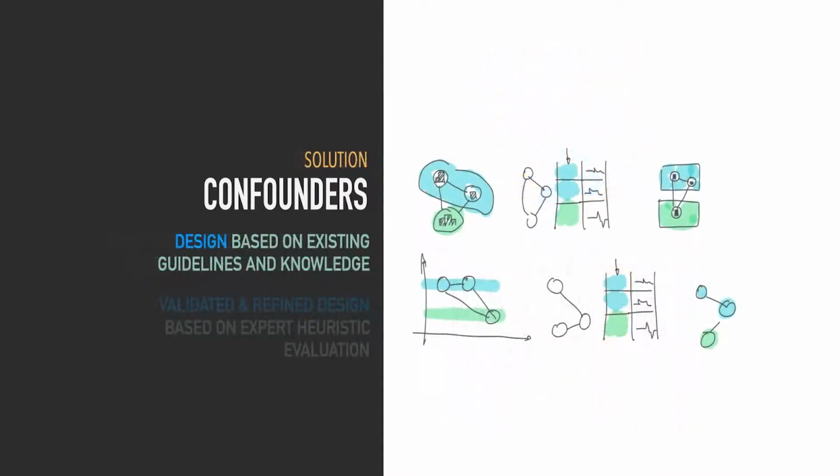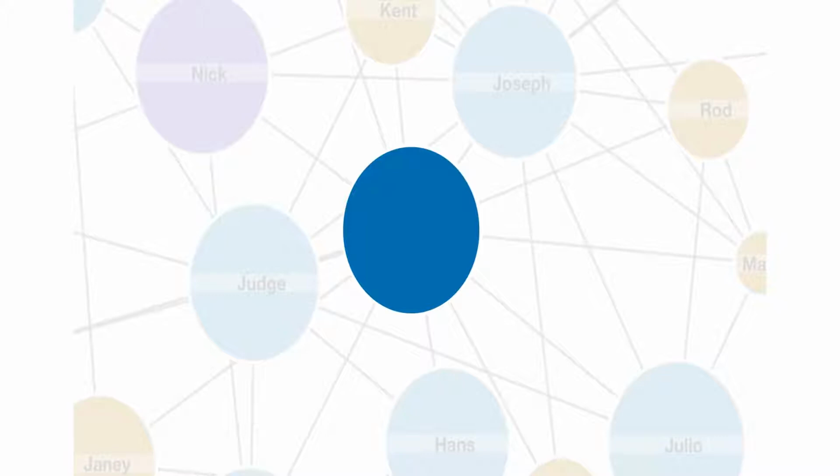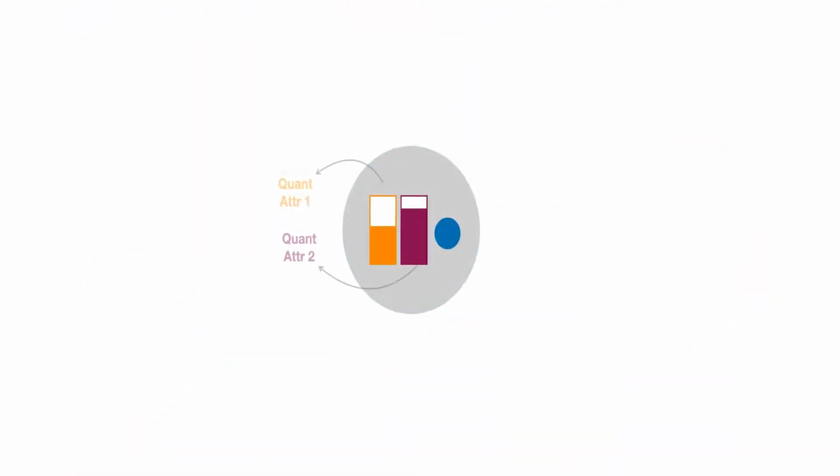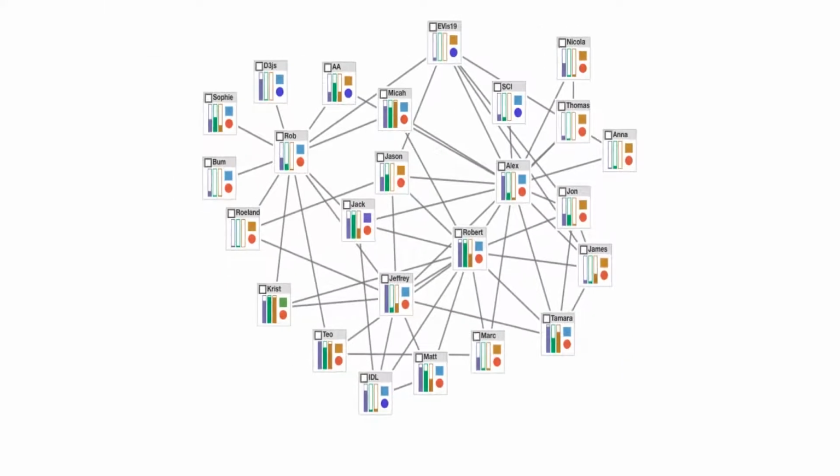To address this, we developed our designs by leveraging existing guidelines and knowledge on what the best encodings are for our tasks. For tasks where we only need to show two attributes, we use size for the quantitative attribute and color for the categorical one. For more attributes, we use nested bar charts, such as this one. The bars represent quantitative attributes, and small glyphs are used for categorical ones. Here's what a small network looks like with the nested bars encoding.